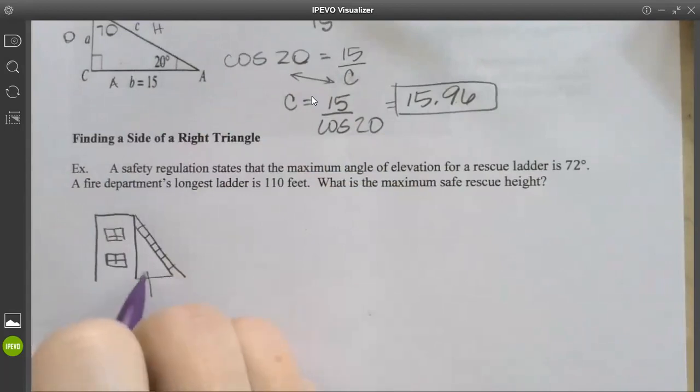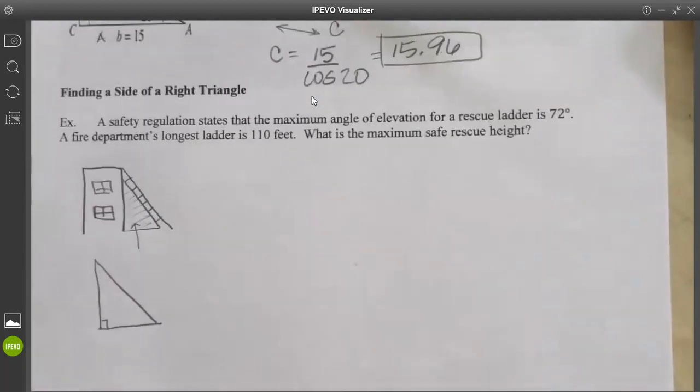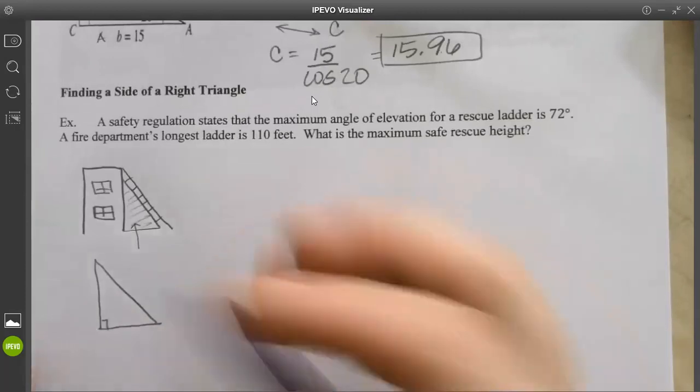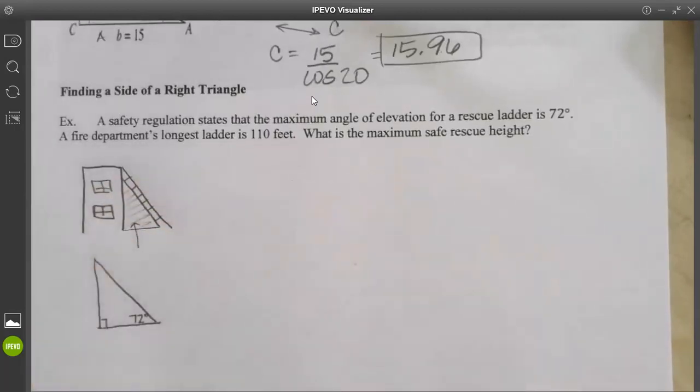So this little section right here is the right triangle that I'm pulling out. Okay, and I'm just going to make it a little bit bigger for you to see. We know that the ladder and the angle of elevation is 72 degrees. Remember, it's from the bottom looking up.